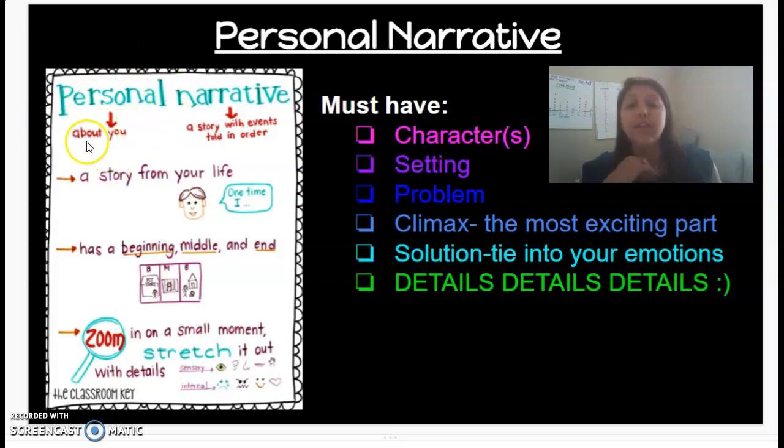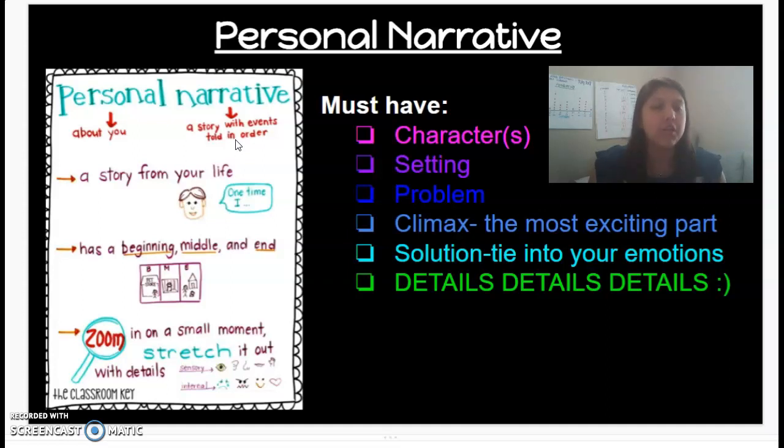So personal means it's about you. Okay, so you're still writing a story about yourself. So the character in your story is going to be either you or someone close to you. And then a narrative, again, is a story. I know when we wrote expository, we were like, no, don't write a story. But actually, starting now, we will be looking for you guys to be writing a story.